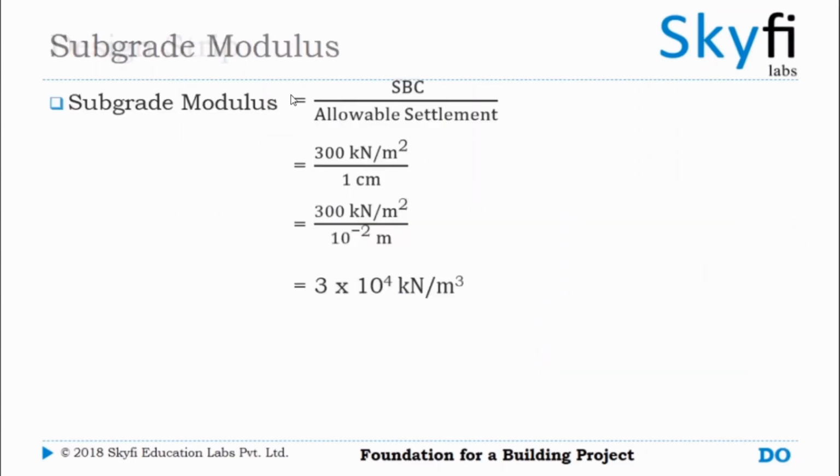Now this subgrade modulus is soil bearing capacity divided by allowable settlement, which is 300 divided by 1 centimeter. So we'll convert this 1 centimeter and we'll get the subgrade modulus as 3 into 10 to the power 4 kilonewton per meter cube.